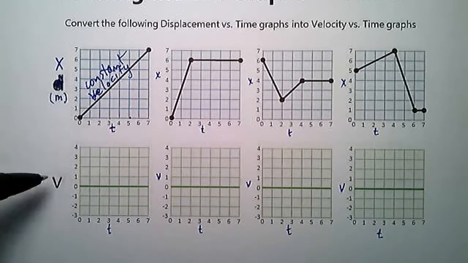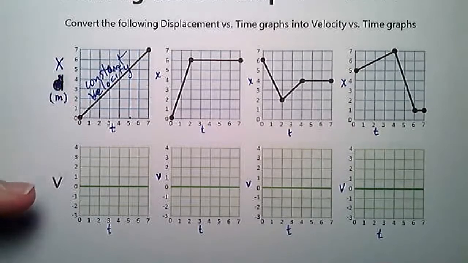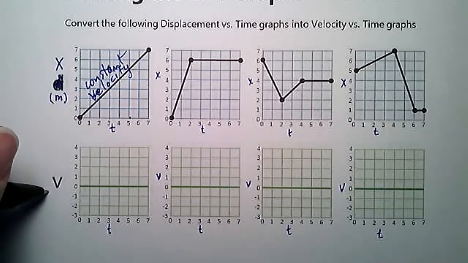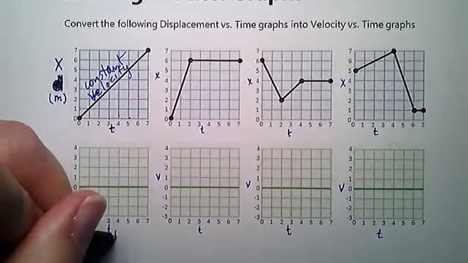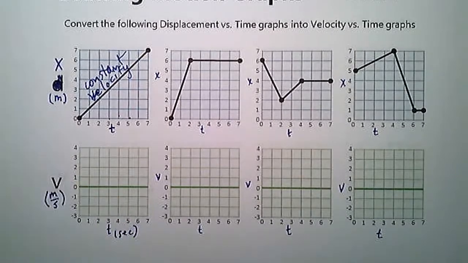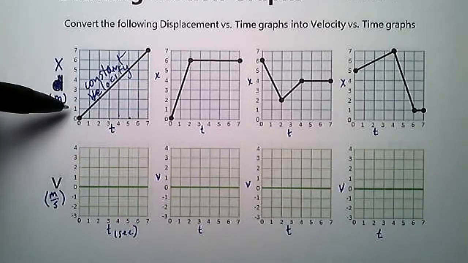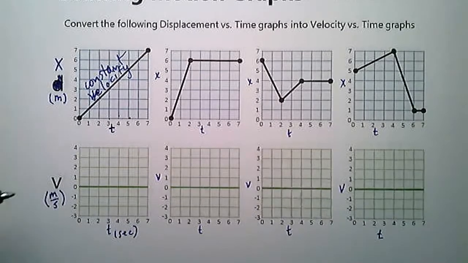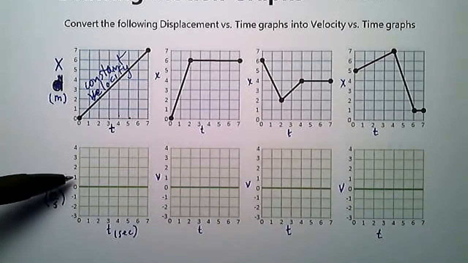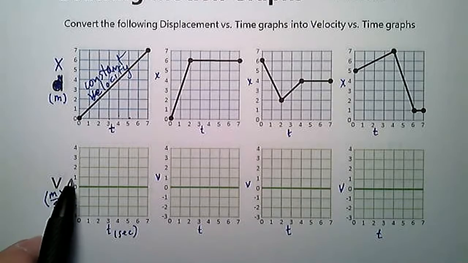So if I think about how I'm going to transfer that down here to the velocity versus time graph, remember, velocity would be meters over seconds. Time, of course, is going to be seconds. If I have a constant velocity, what must be true is that the line on the velocity graph, if it's going to be constant, has to be horizontal. Because remember, these are meters per second.